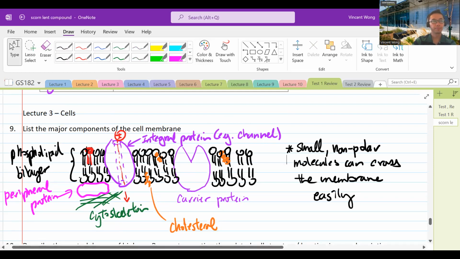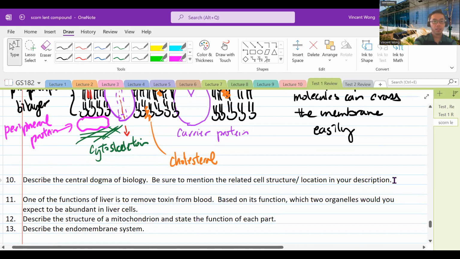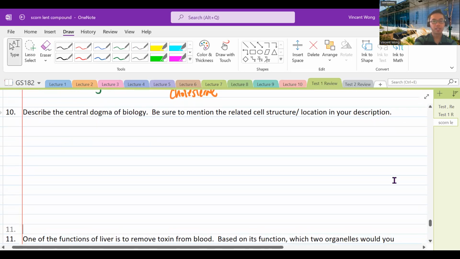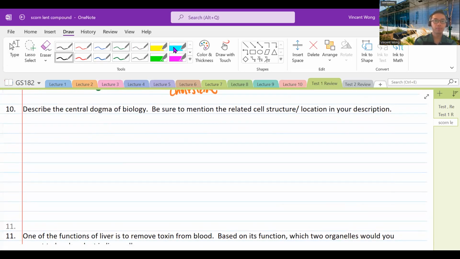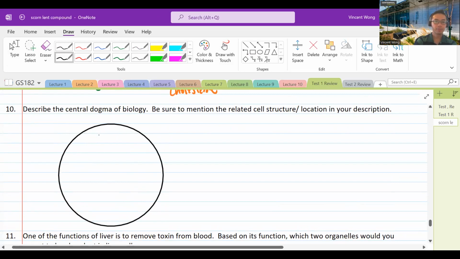All right. Moving on. Describe the central dogma of biology, the central theme of biology. So we have our cell right here. This is the cytoplasm. We're going to have our nucleus right here.